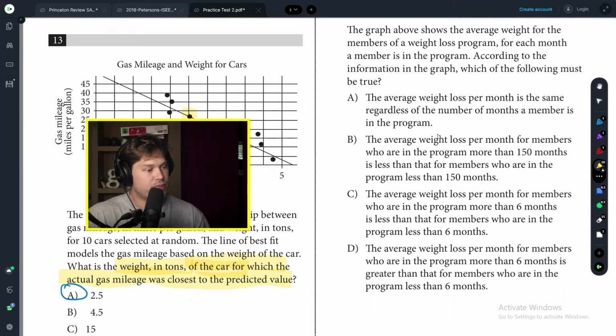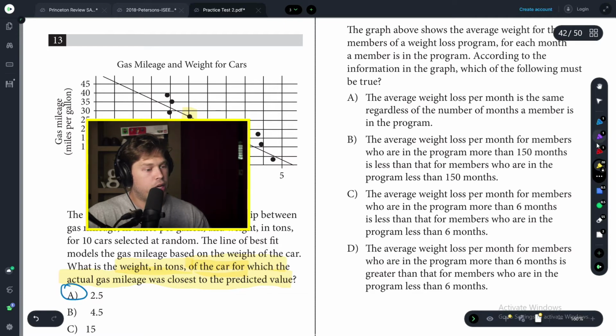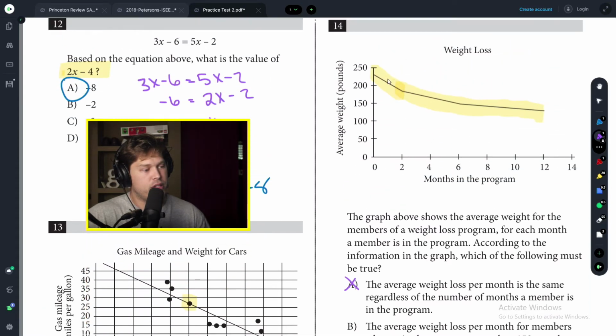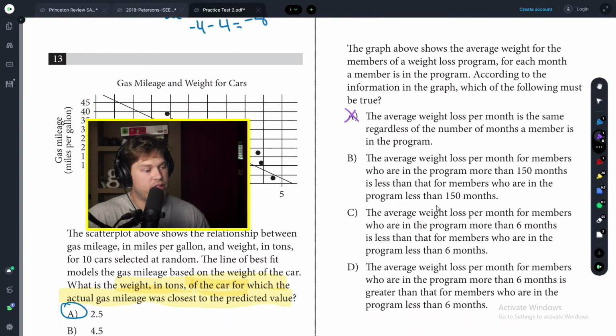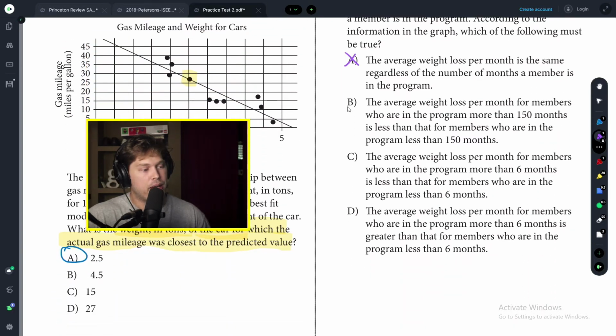Choice A, the average weight loss per month is the same regardless of the number of months. Okay, that's not true. We just saw that in the first few months, you lose more weight. So that's not true that the average weight's the same no matter what. Okay, B, the average weight loss per month for members who are in the program more than 150 months is less than the program who are in the program.